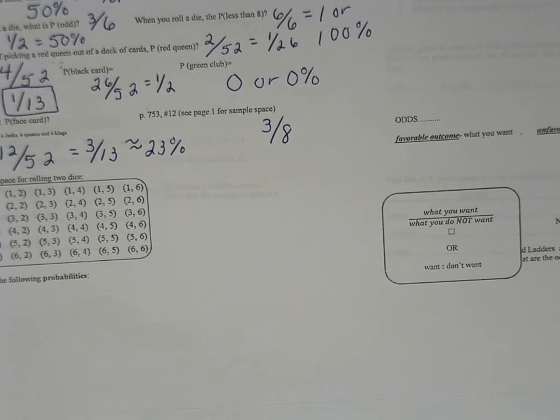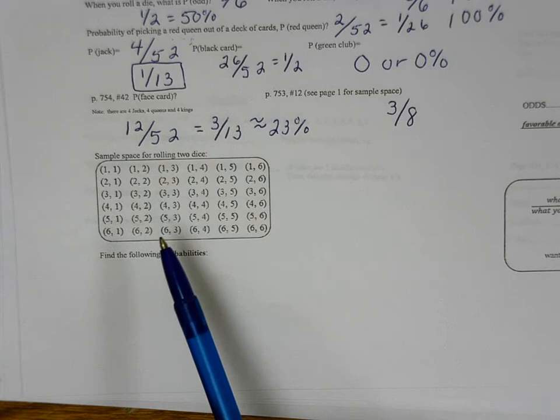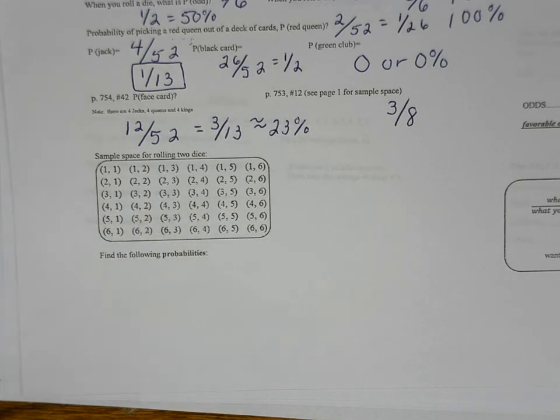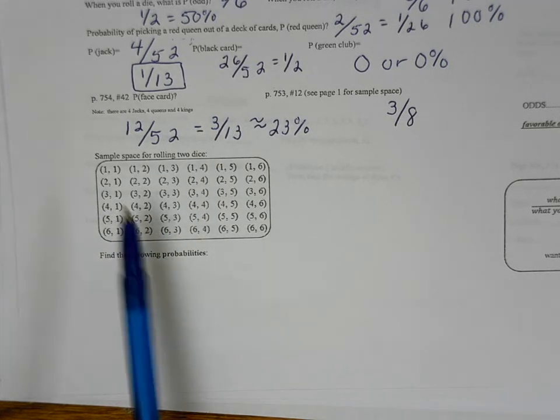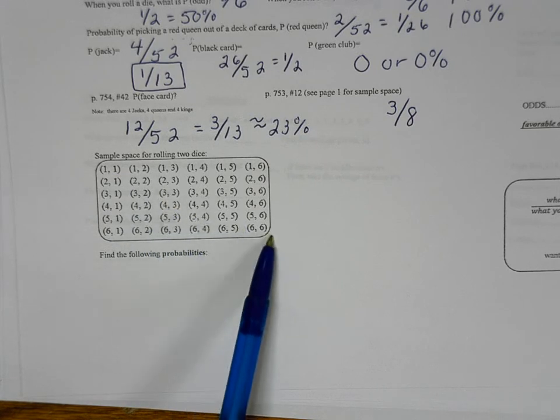Okay, next problem. We are going to look at rolling 2 dice, and we're going to find some probabilities. Now, first of all, notice something here. There's some patterns. We're going to use inductive reasoning right now. Look at this diagonal. These are all the doubles.